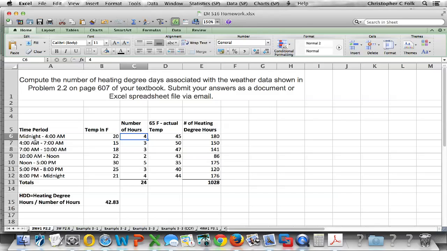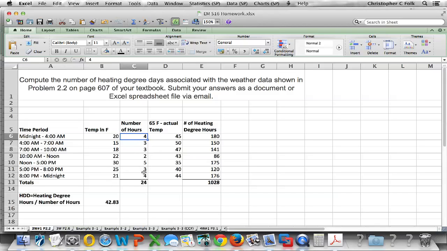7 a.m. minus 4 a.m. is 3 hours. 10 a.m. minus 7 a.m. is 3 hours. Noon minus 10 a.m. is 2 hours. 5 p.m. minus 12 noon is 5 hours. There are other ways to do that. You could put the hours in here in military time, starting at 00 and going all the way up to 2400. But this is the way this was done.